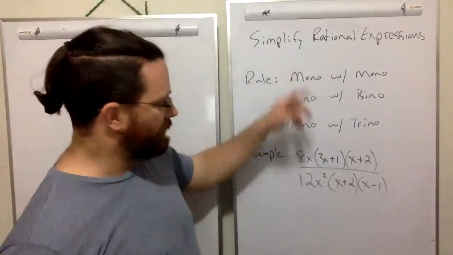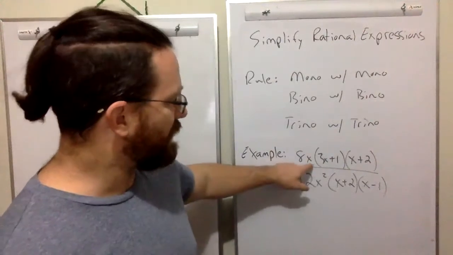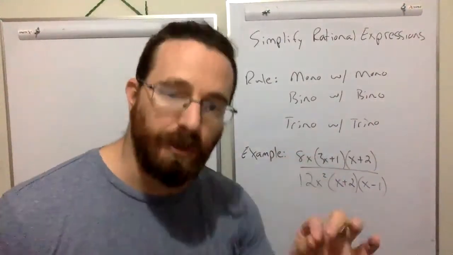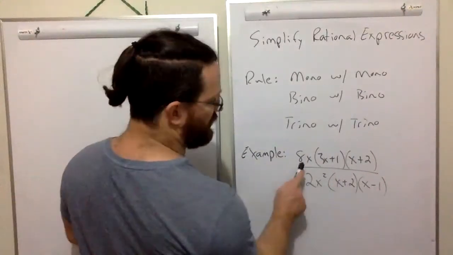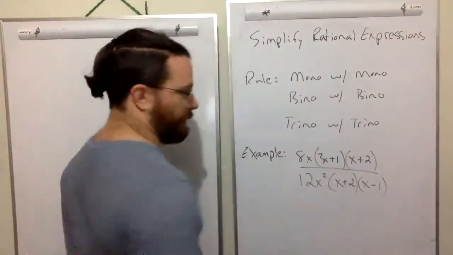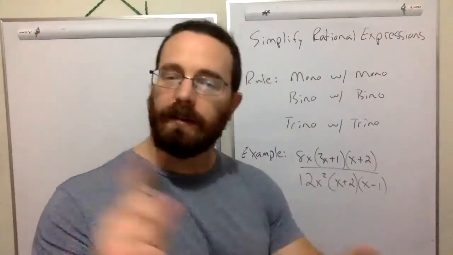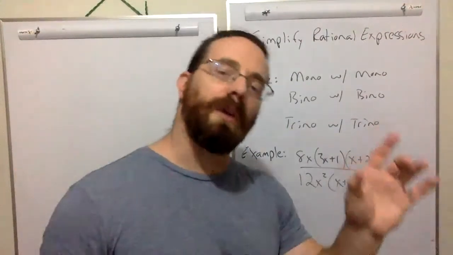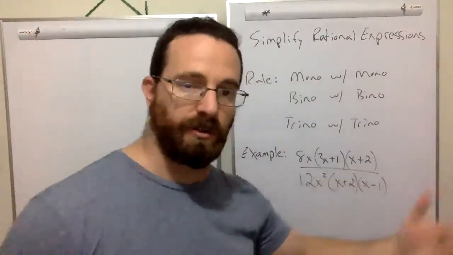And this is where the rule comes in. Right now, my 8x, since this is a monomial, I can only reduce it with another monomial. So I can't reduce the 8 right now with the 2. The reason is because the 2 is part of a binomial. You can never reduce the monomial with the binomial. Mono with mono, bino with bino, trino with trino.